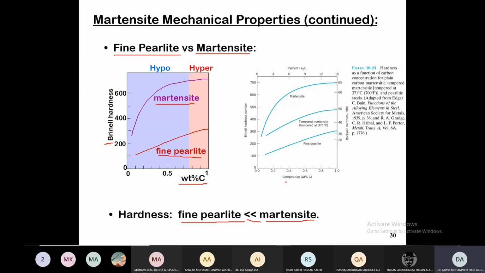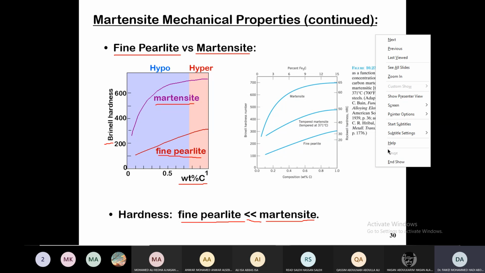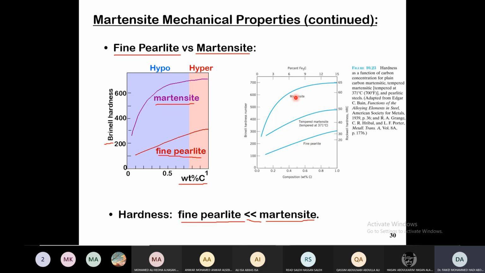The strength is also the same. This is another figure, the same figure that we are having here. We are comparing the fine pearlite and the martensite, but we are also showing what we refer to as tempered martensite, tempered at 371 degrees centigrade. We are getting that behavior.